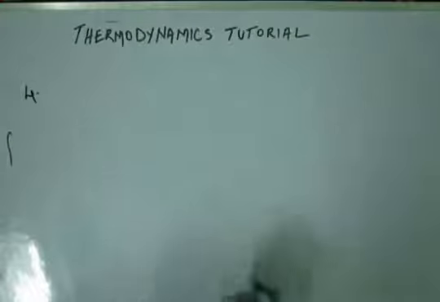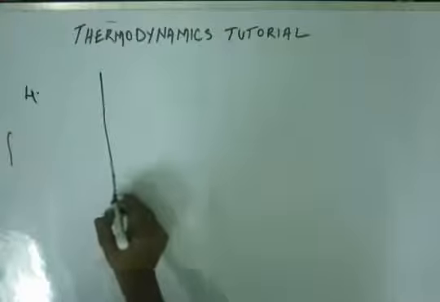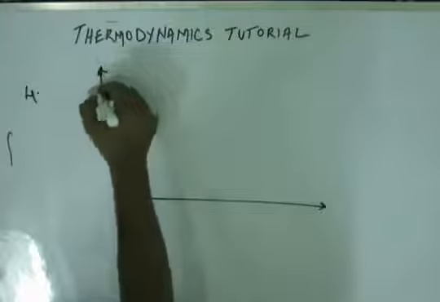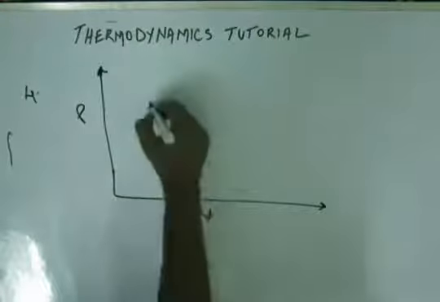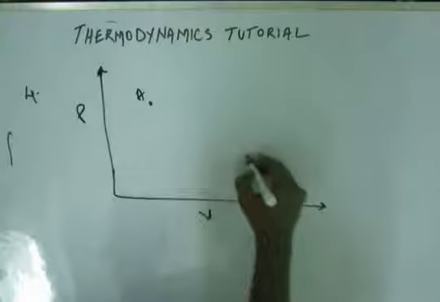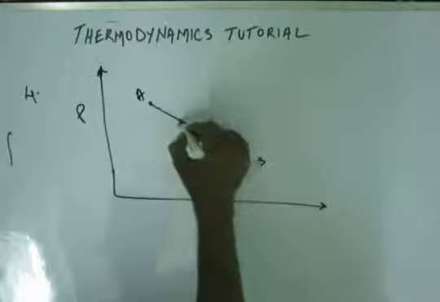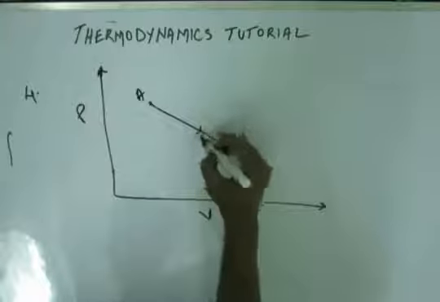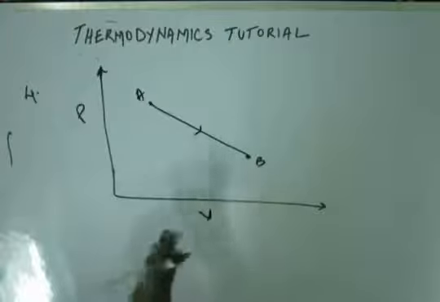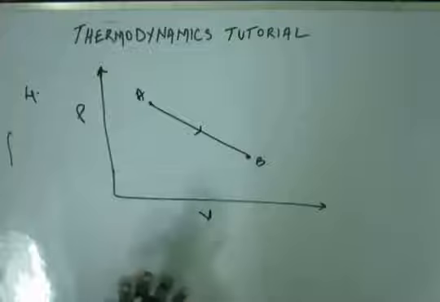The fourth problem is pretty easy, and we move on to the fourth problem. Suppose I have a PV curve like this, and I have shown you 3 processes. I hope you understand what we are doing here.